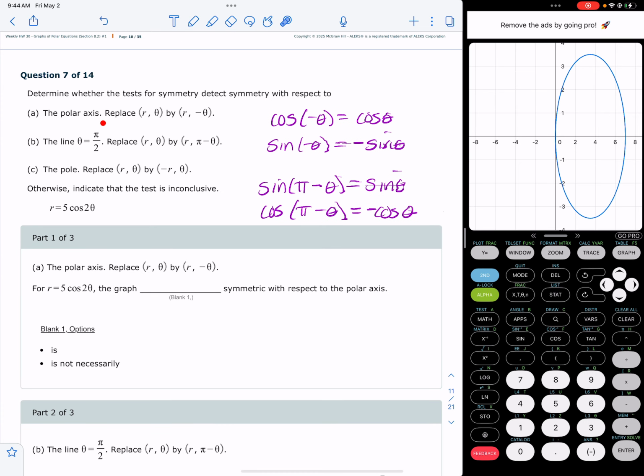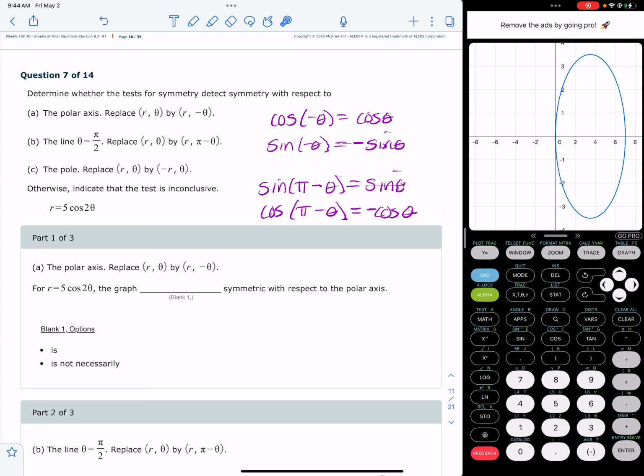If it's symmetrical about the polar axis, which is the x-axis, you do that by replacing theta with negative theta, simplifying, and seeing if the result equals the same equation. Then you're going to test for symmetry about the line theta equals pi over 2, and you do that by replacing theta with pi minus theta. And then about the pole.